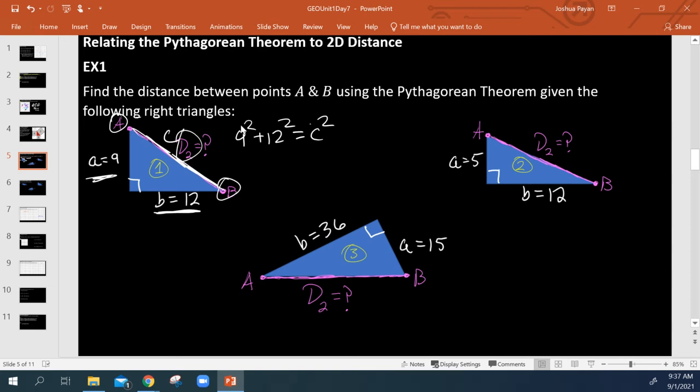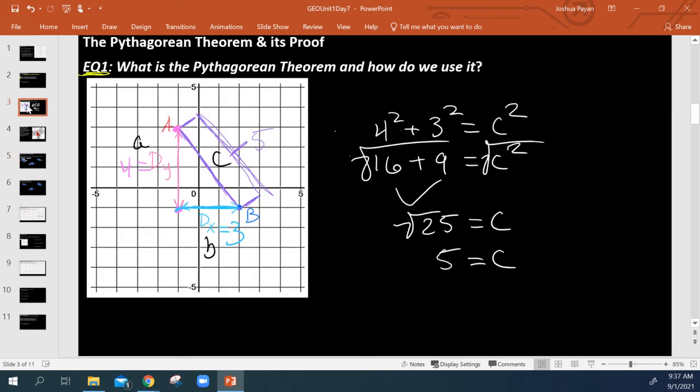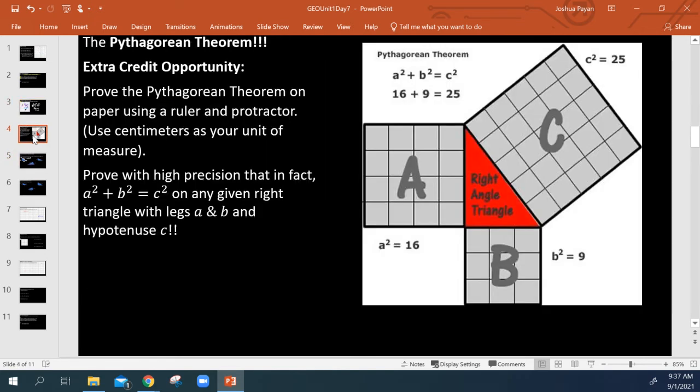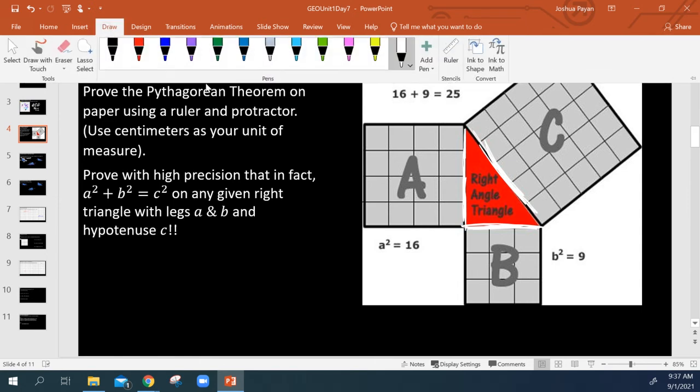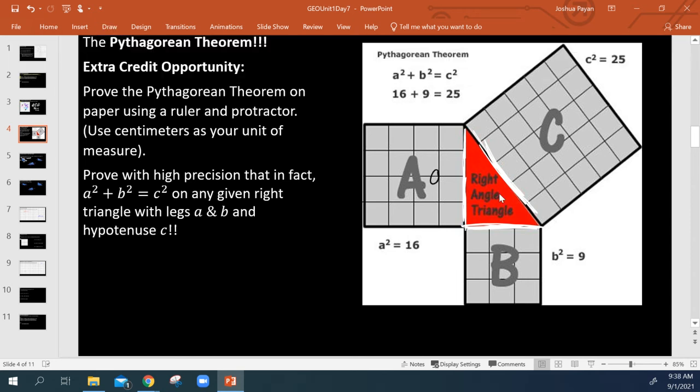Well, let me back up. The Pythagorean Theorem basically tells us that if you take one leg, square it, add it to the other leg, and square it, it will be equal to the hypotenuse. Okay? So right triangles, this only applies to right triangles. Right triangles have one leg here that we usually refer to as A, and another leg here that we usually refer to as B.